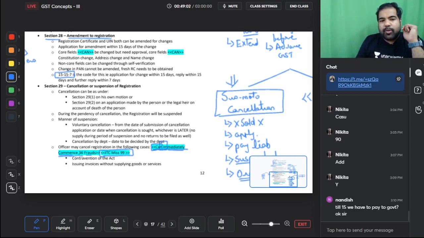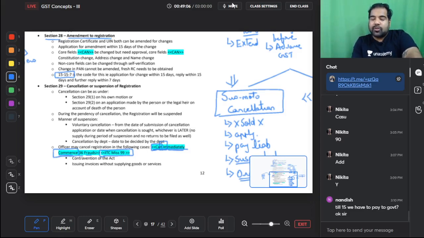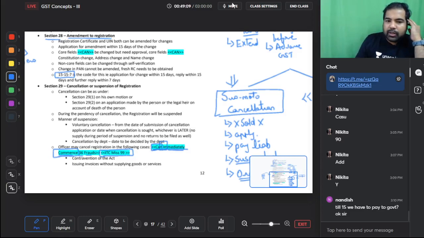If you've not commenced your business for 6 months after you've taken registration, why did you take registration? They can cancel it. If you don't file your returns for 6 months, and for composition scheme people for 3 periods, then we will cancel your registration. And if you've got the registration through some fraud or misrepresentation or misstatement, then we can cancel your registration. So, immediately commence 36 frauds.